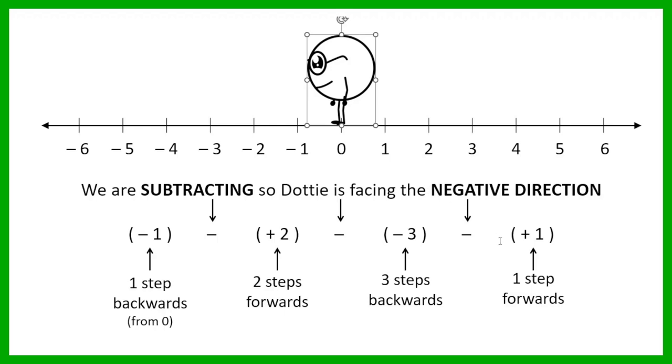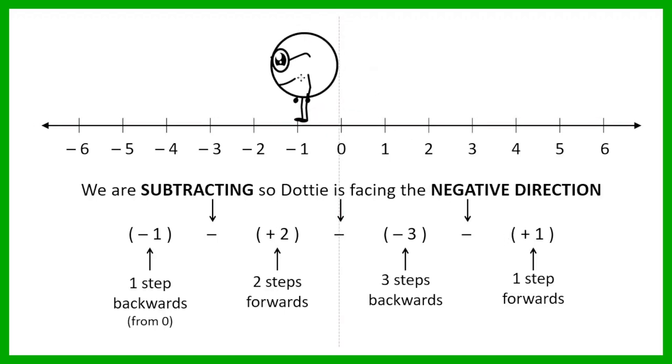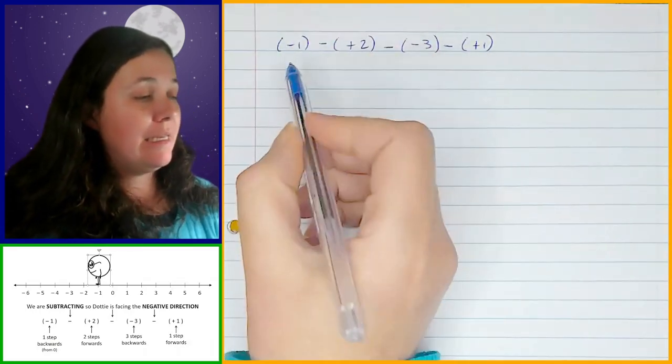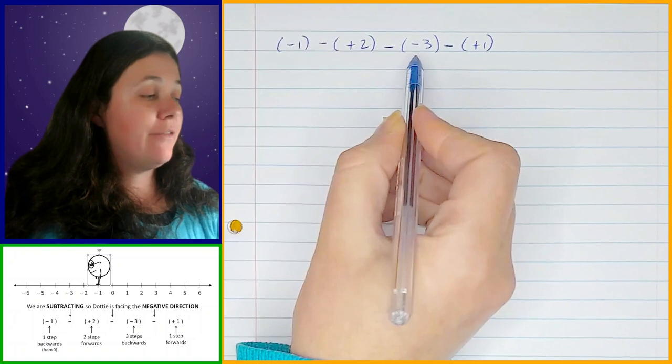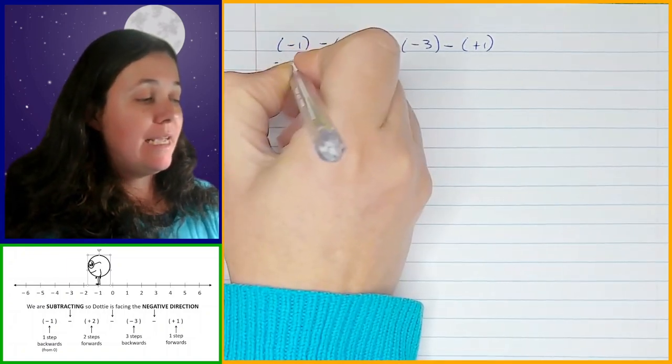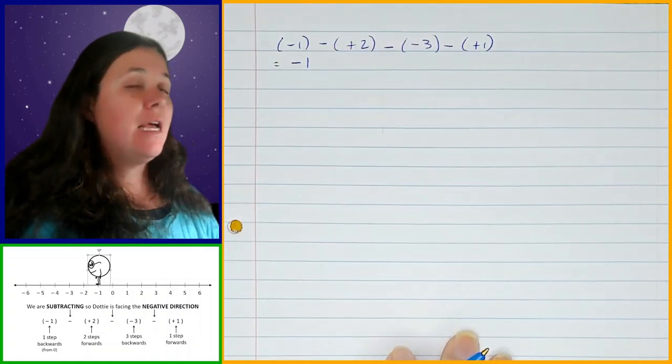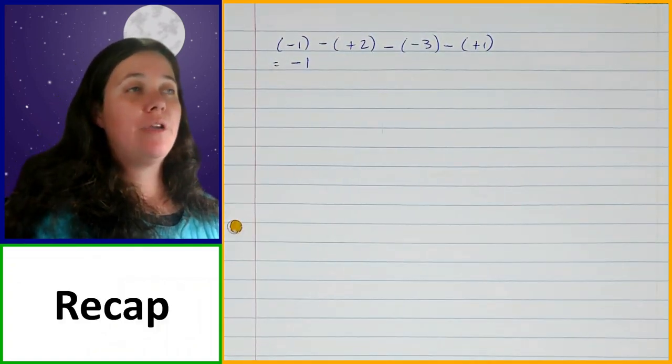And then the last one over here, she takes 1 step forwards again. So she's going to go from there back to here again. And that means that because she's facing the negative direction, because we are subtracting, when she took a step forwards, she actually ended up going in the negative direction. Okay, so even though this is a positive 1, she ended up going in a negative direction. She took 1 step in the negative direction. Okay, so where she ended up for this question is negative 1. So all of this, negative 1 minus positive 2 minus negative 3 minus positive 1, resulted in negative 1. Okay, so now let's do a recap of what was actually happening over here.